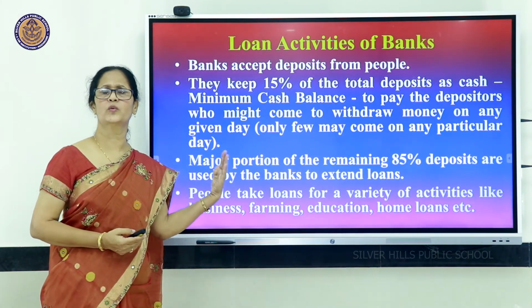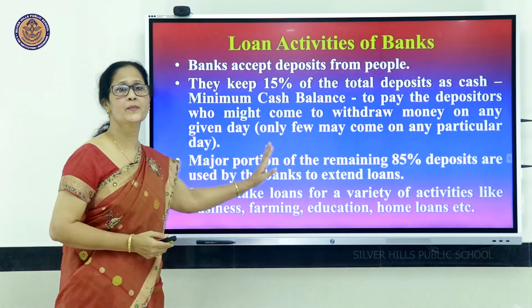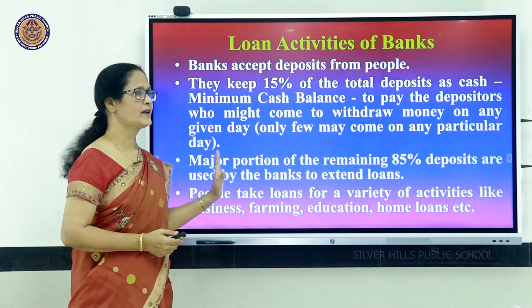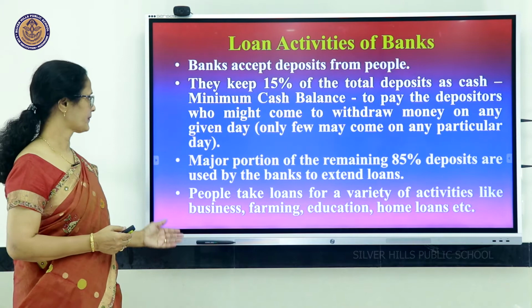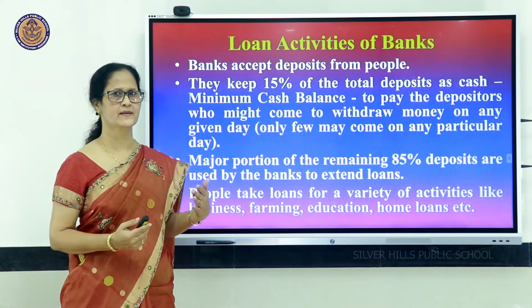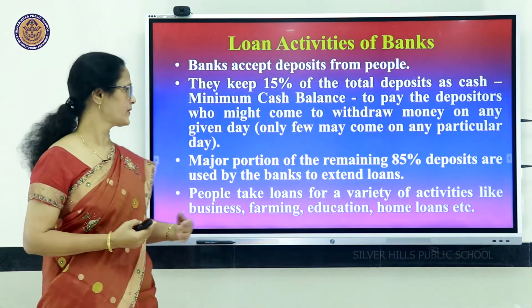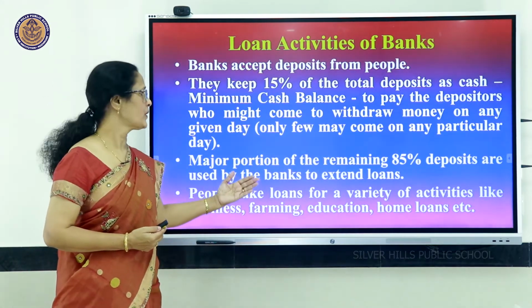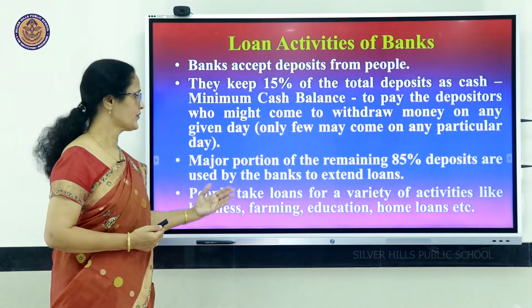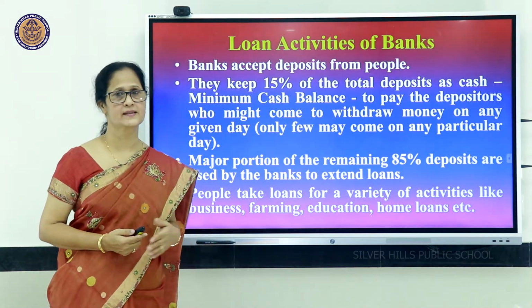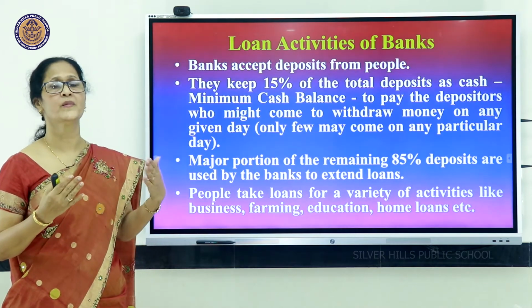Now, what does the bank do with the remaining 85%? A major portion of the remaining 85% deposits is used by the bank to extend loans. Loans, what is that? People need cash for various activities, right? People take loans for various kinds of economic activities like business, farming, education, house construction, etc. So, they need cash. There are many people who need cash.